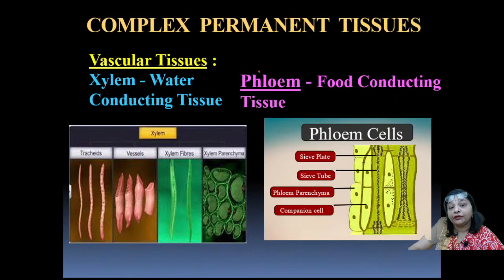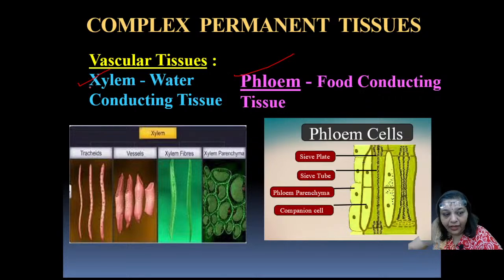Now, let us talk about the complex permanent tissues, which we saw yesterday in detail. There are two types of these vascular tissues, which are the basic conducting tissue systems. The vascular tissues are of two types. One is the xylem and the other one is the phloem. Now, the xylem are water conducting tissues and the phloem are food conducting tissues.